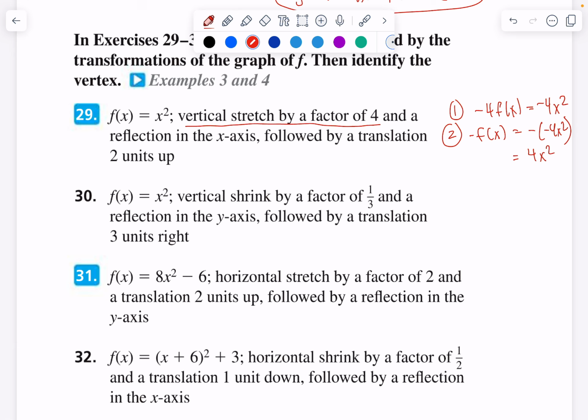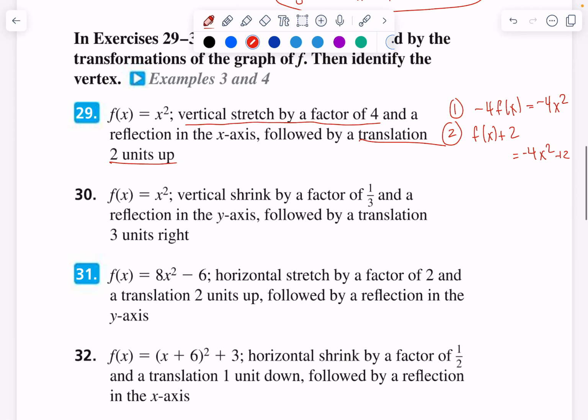Oh, I read that twice. Whoops. It should have been a translation 2 units up. Sorry. So f of x plus 2. So it's still negative and just has a plus 2 at the end. And we're supposed to call that g of x.